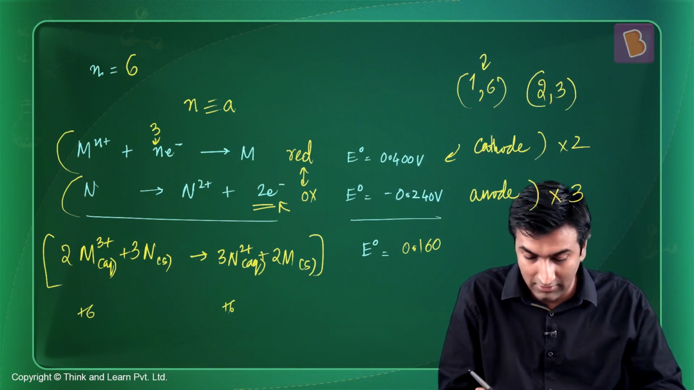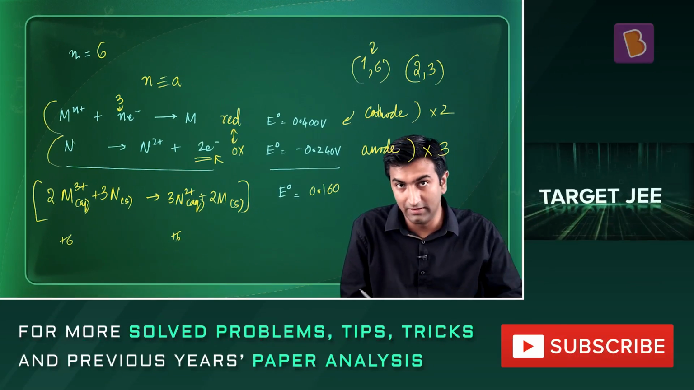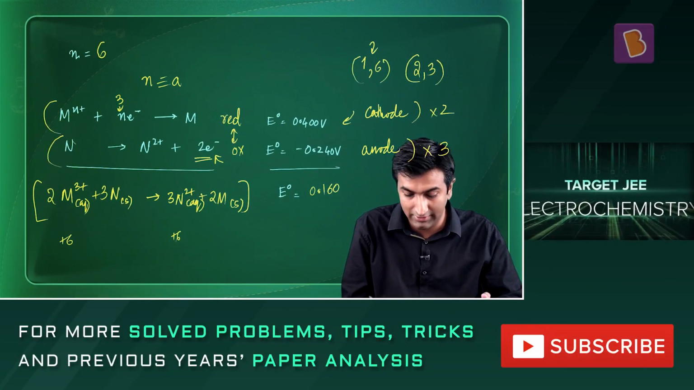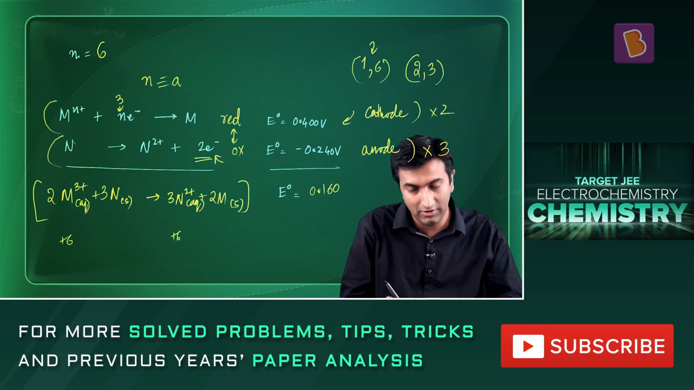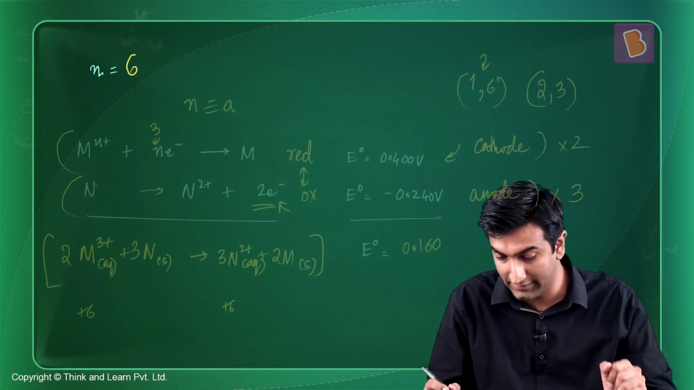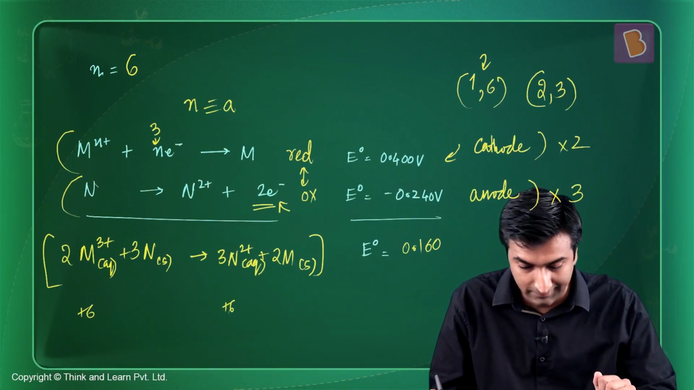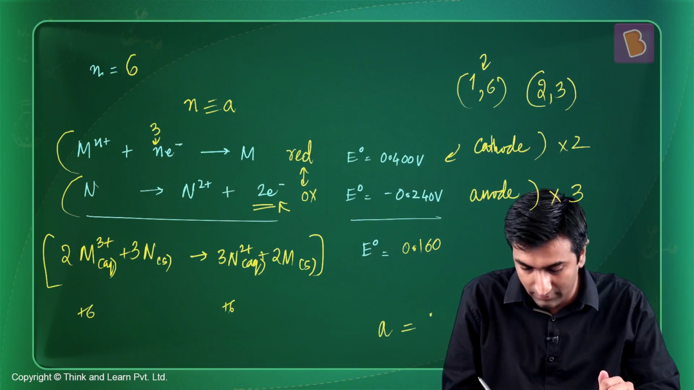Note that E naught does not change. Whatever I do with this, multiply with 2, 3 or whatever, E naught value is going to be the same. That's what I meant by E naughts are not directly additive, but they happen to be additive if the n value is the same. In this case, we got both of them to be 6. This is the n value that's the same here. So this is why it was additive. Okay, moving on. So we've got that A value is equal to 3.